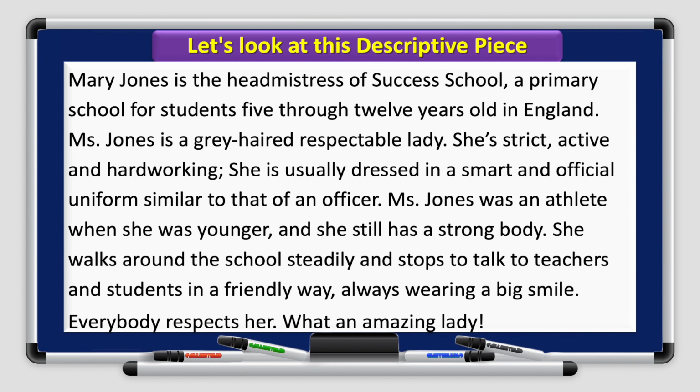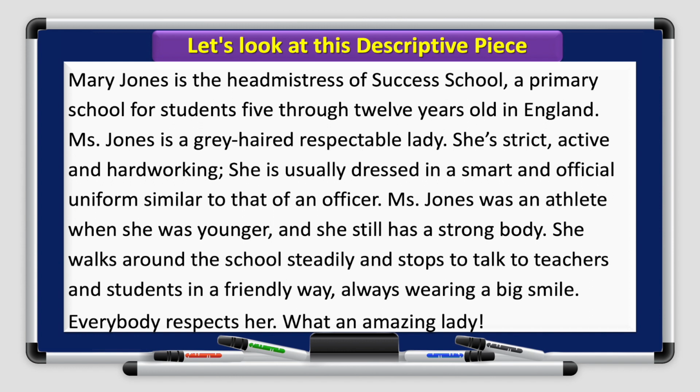Mary Jones is the headmistress of Success School, a primary school for students 5 through 12 years old in England. Miss Jones is a grey-haired, respectable lady. She's strict, active, and hardworking. She is usually dressed in a smart and official uniform, similar to that of an officer. Miss Jones was an athlete when she was younger, and she still has a strong body. She walks around the school steadily and stops to talk to the teachers and students in a friendly way, always wearing a big smile. Everybody respects her.